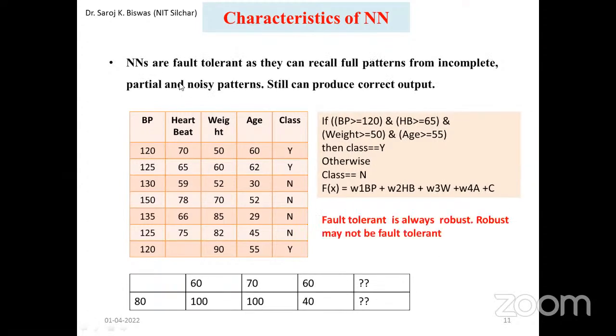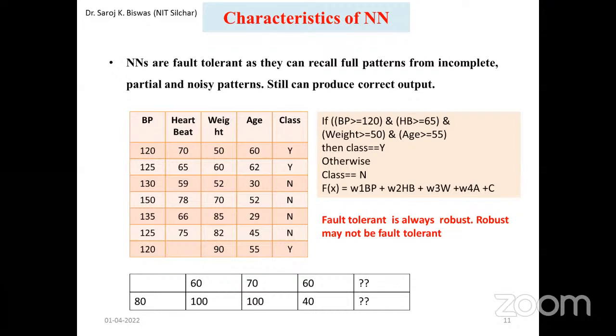Then, neural networks are fault tolerant as they can recall full patterns from incomplete, partial, and noisy patterns. It still can produce correct output. Same thing, here we have this kind of database, and the neural network is trained. After training, we have this kind of weights here, right? And during test, we have a different kind of input here. So say, for example, one of the input parameters is missing, just to have 60, 70, 60. Now, if this pattern is given to the neural network, it still can produce the output, and perhaps the output will be the correct output.